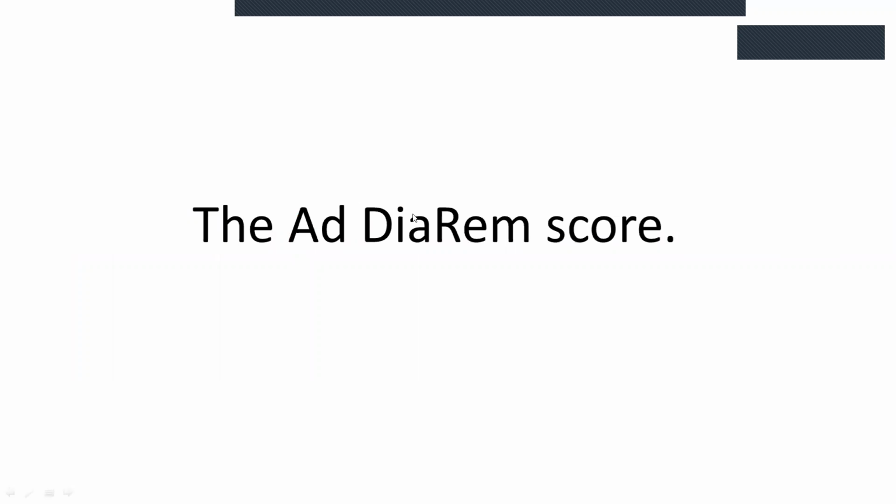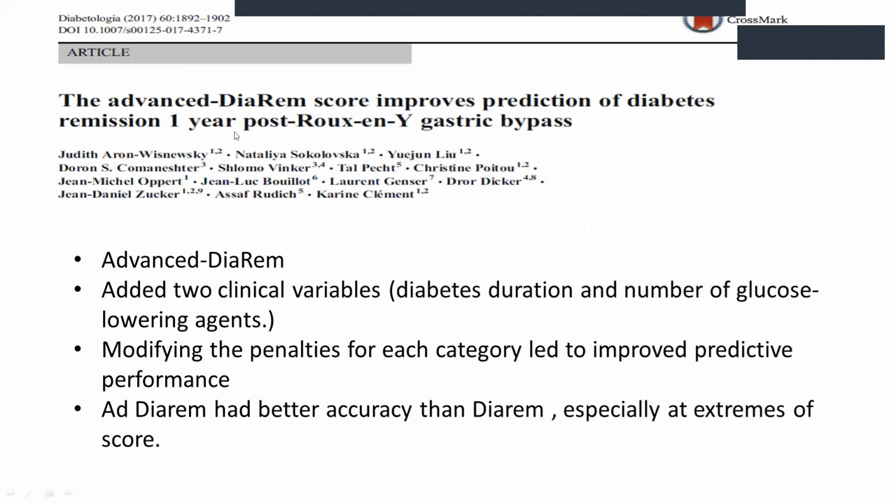So next, there was the AD-DIREM score. This was again a modification to improve the DIREM score for prediction of the remission of diabetes at 1 year post Roux-en-Y gastric bypass. The advanced DIREM score added 2 more clinical variables: the diabetes duration and number of glucose lowering agents. They also modified the scoring for each category to improve the predictive performance. And AD-DIREM was found to have better accuracy than the DIREM. That was especially true at the extremes of score, like the lower score of 0 to 2 and the 18 to 22 range of the DIREM scores.